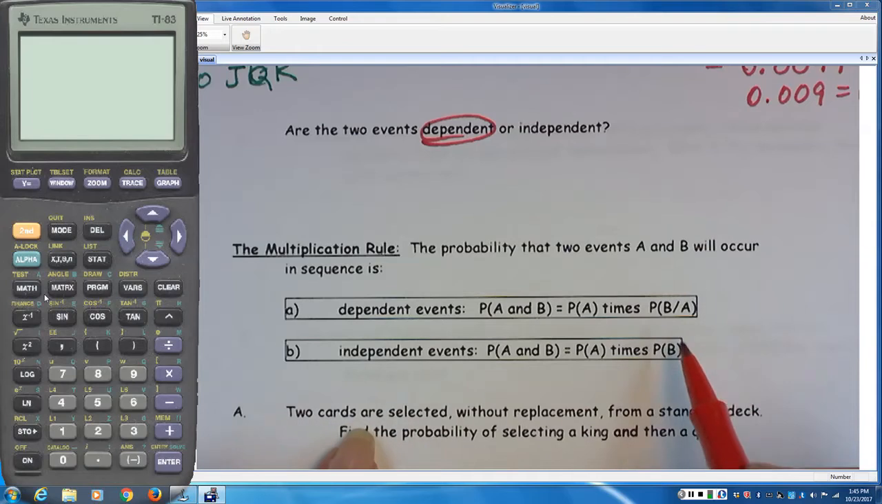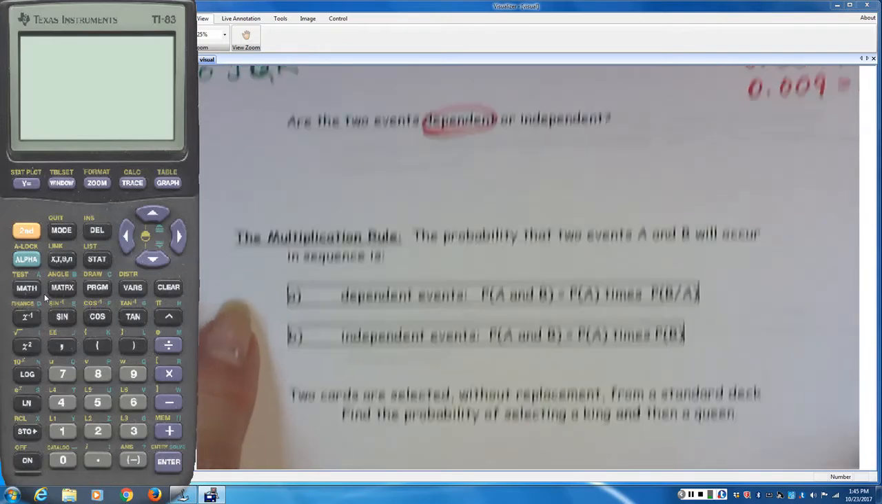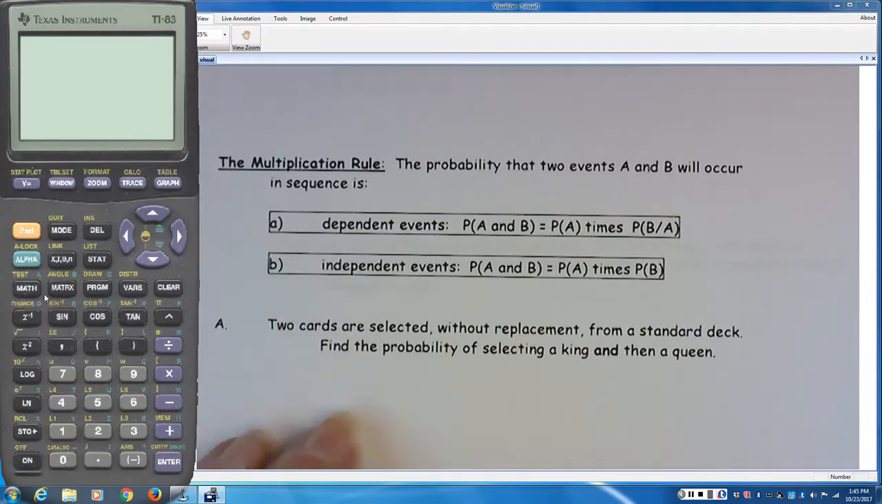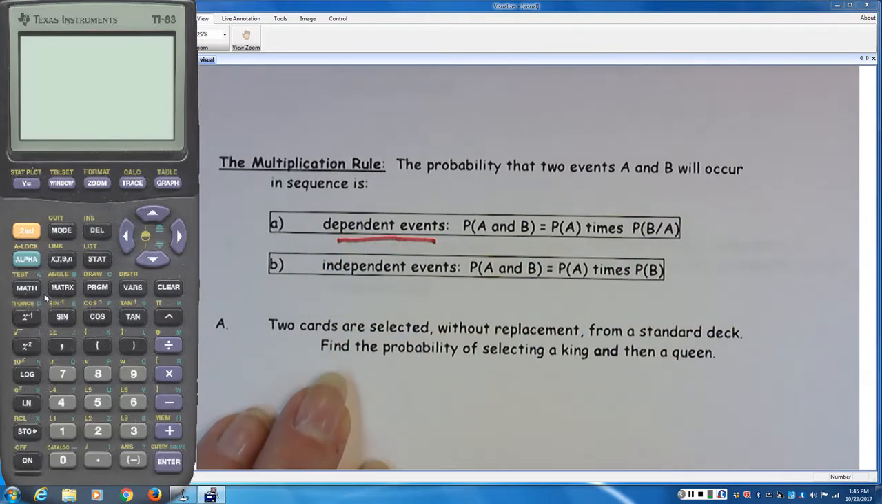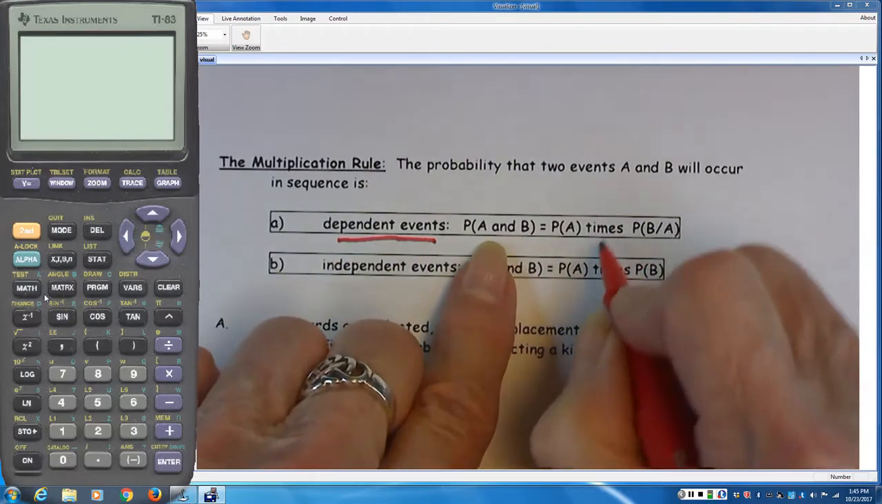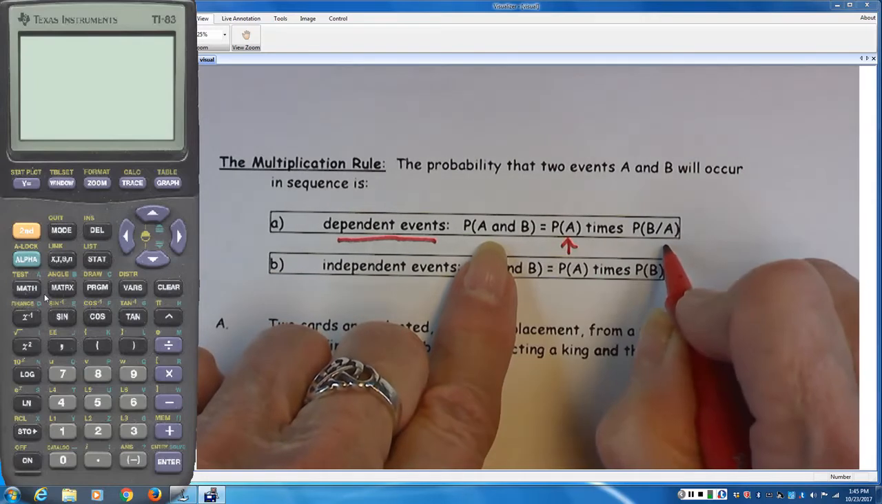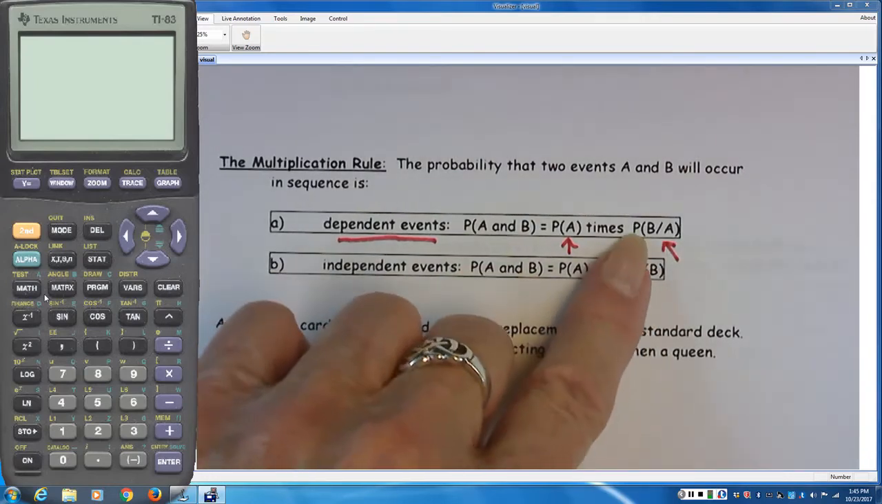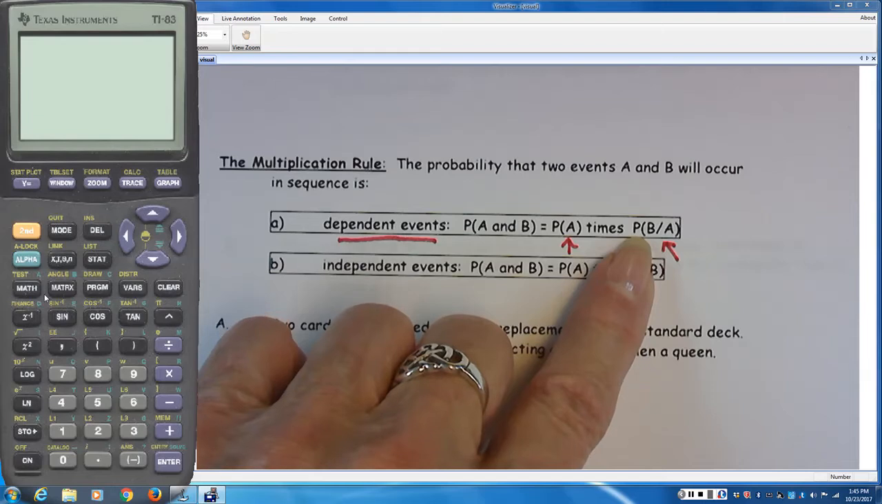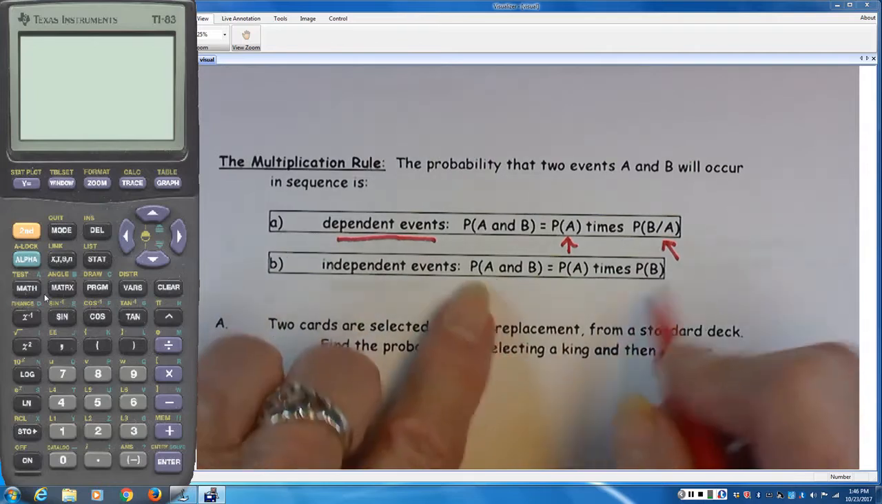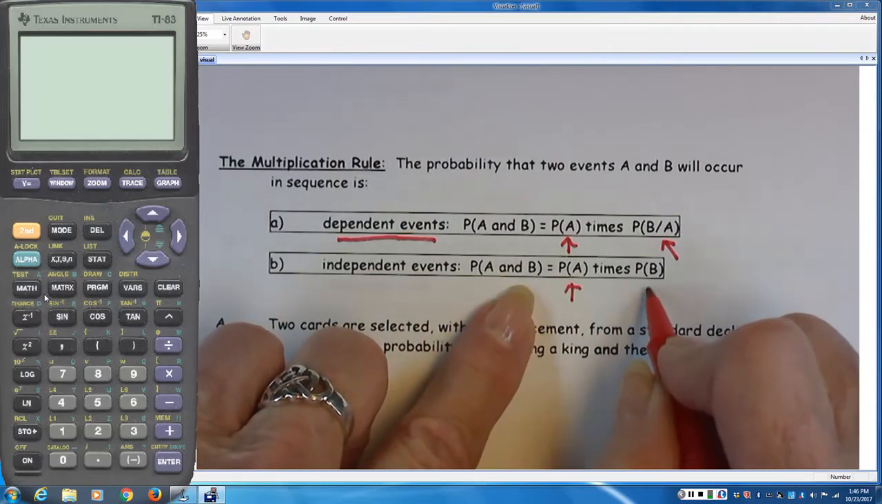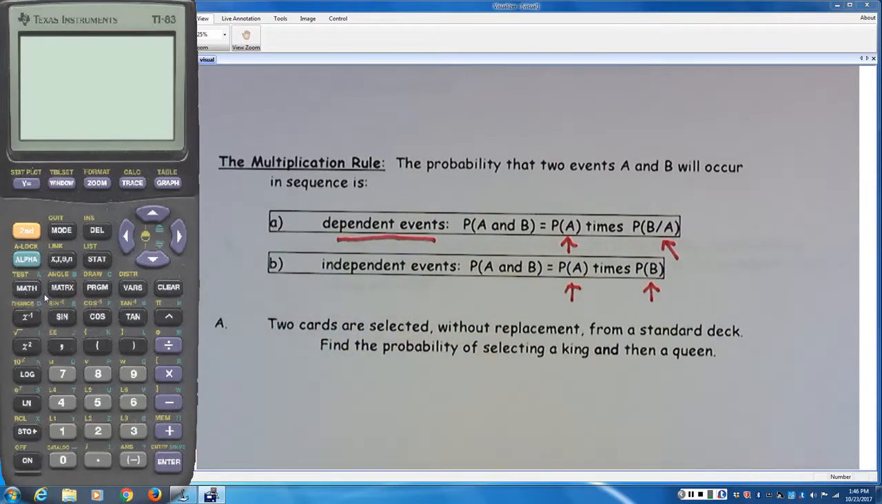So the multiplication rule down here: if your events are dependent, you multiply the probability of the first one times the probability of the second one, given that the first one occurred. If you're trying to find independent events and you know they're independent, then you take the probability of A times the probability of B, because B had no influence on A, so you didn't need to take anything into account.